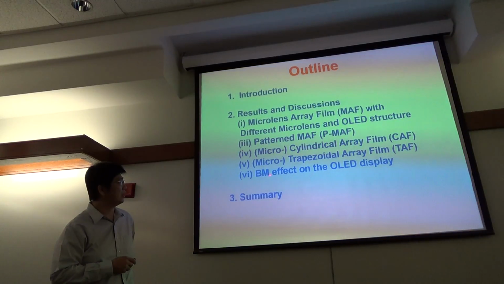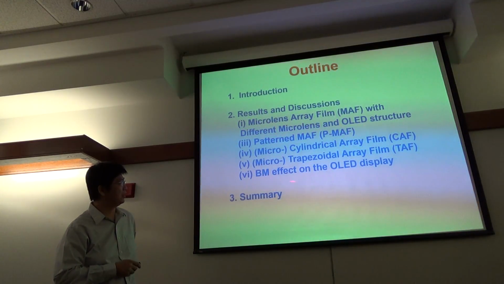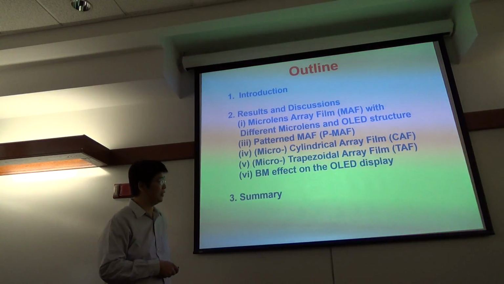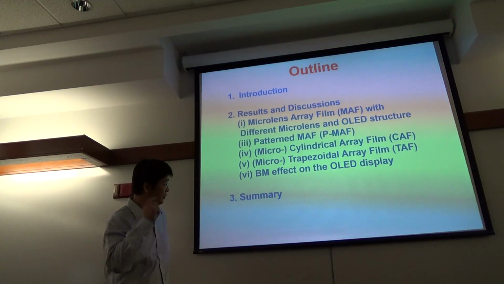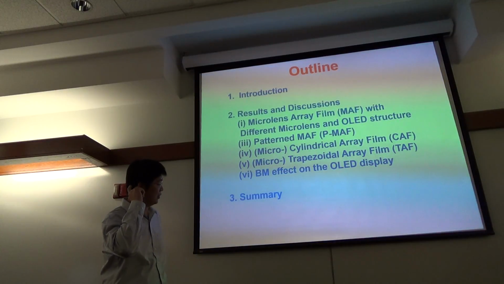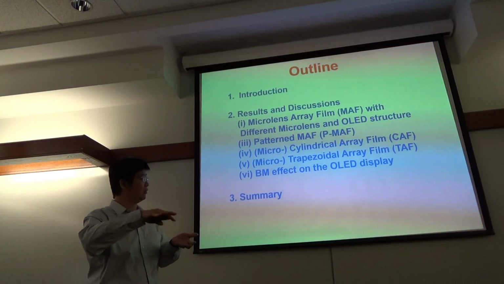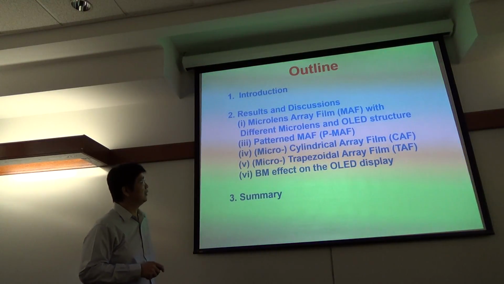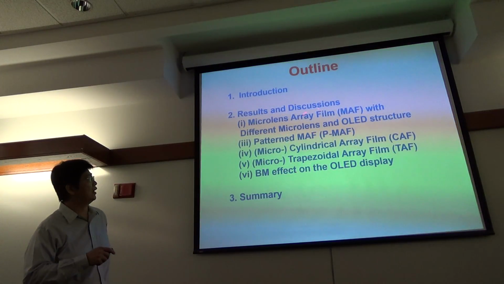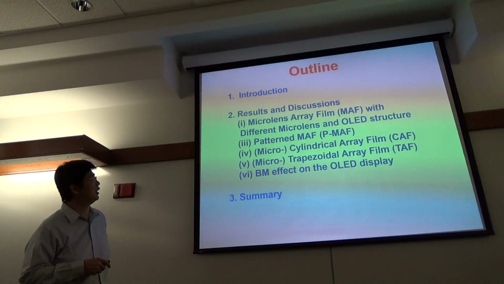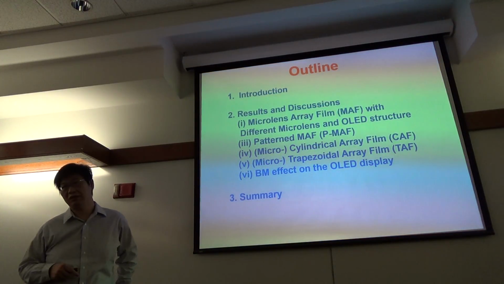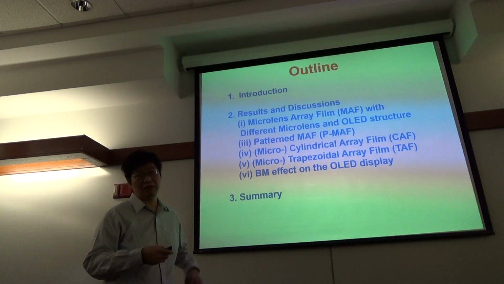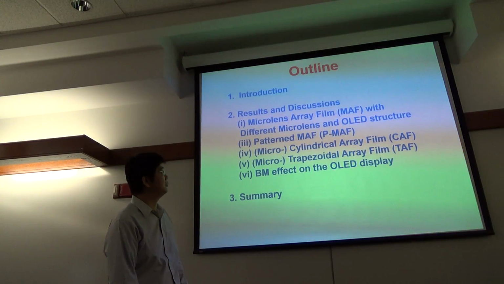And then we also found there is a black matrix, used to reduce ambient light, but actually it has some effect on extraction efficiency. So not only the two-dimensional design, you have to consider the three-dimensional design. That's the main part of this talk. And in the introduction part, I will also introduce some of my other research.